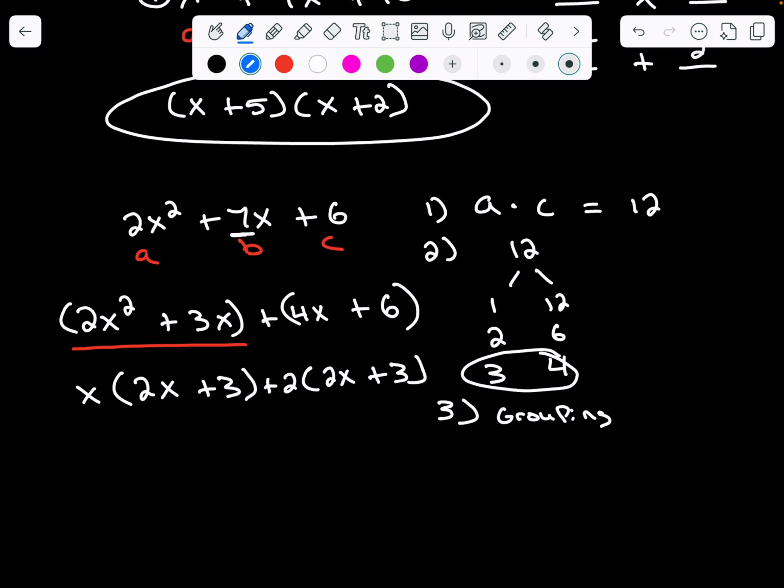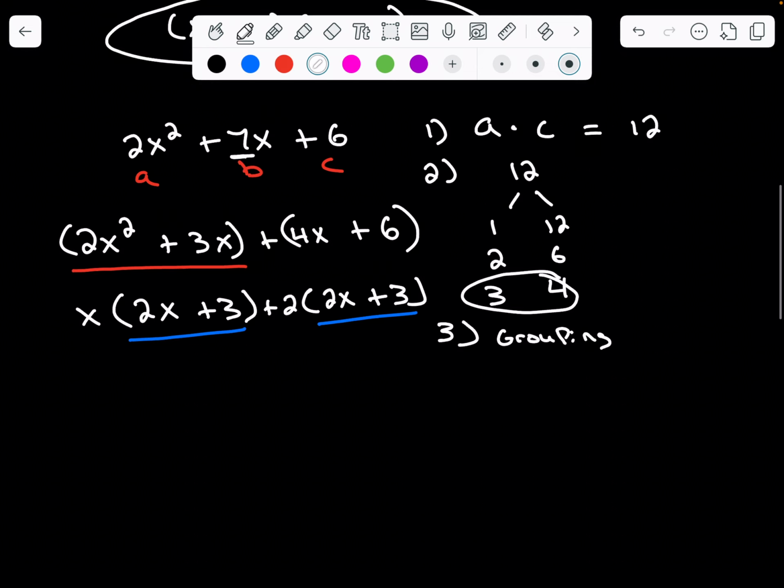Now, we know that we're on the right track because these two things are exactly the same. So now, to simplify, we're going to take 2x plus 3, a factor, out. If we take 2x plus 3 out, we are left with our x here and our 2.